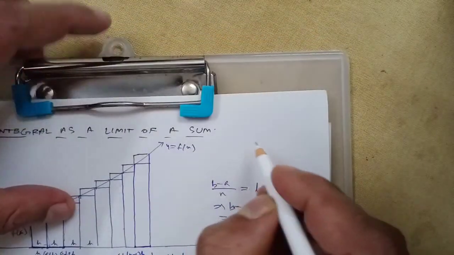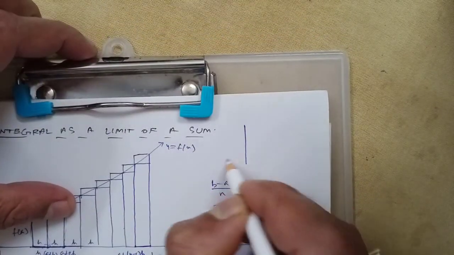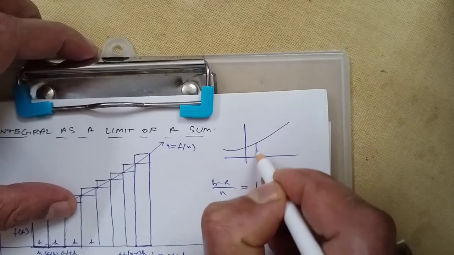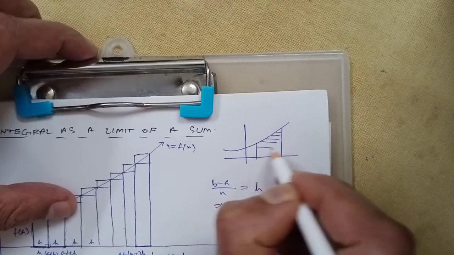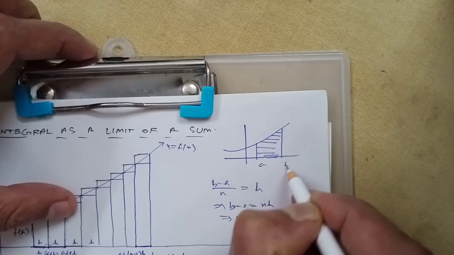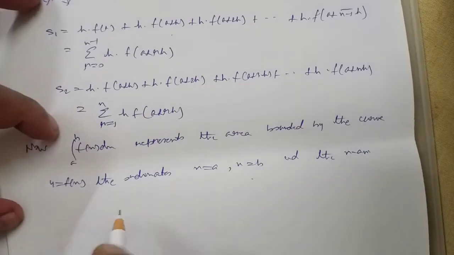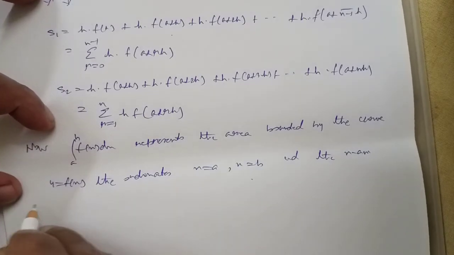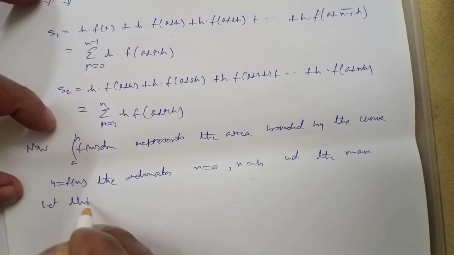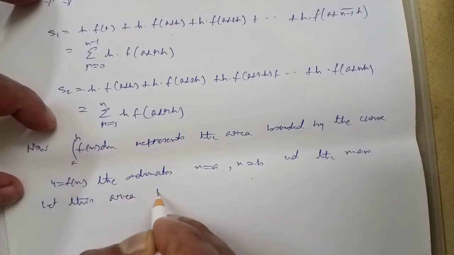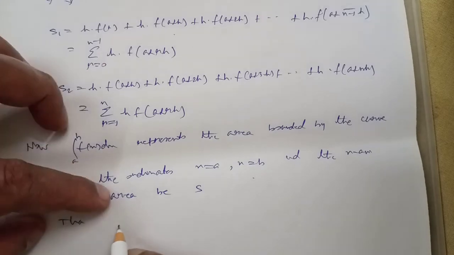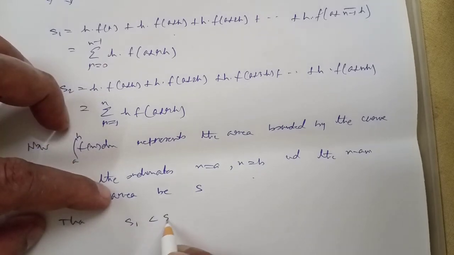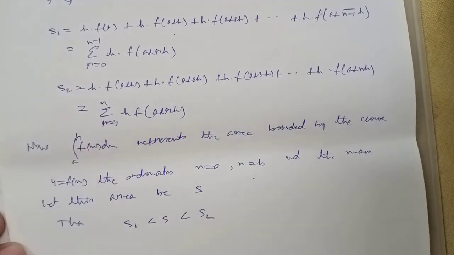Let us draw it separately. This area is actually integration a to b f(x) dx. Okay. So let this area be capital S. Then S is more than S1 but less than S2.